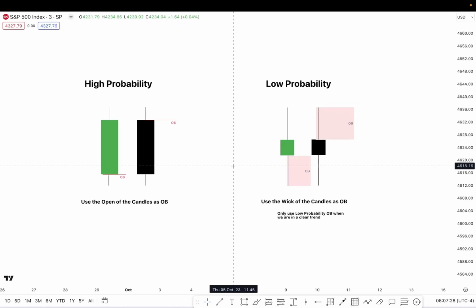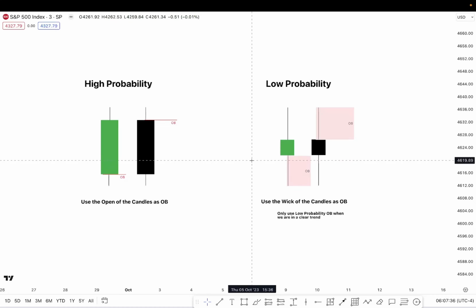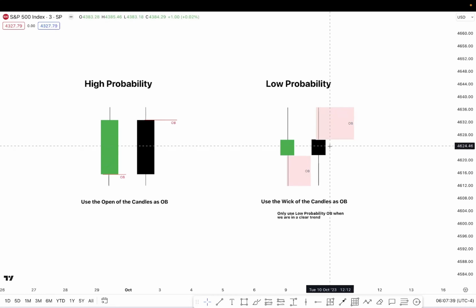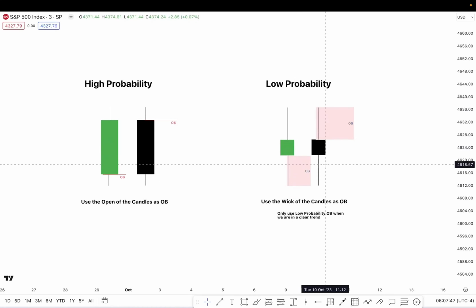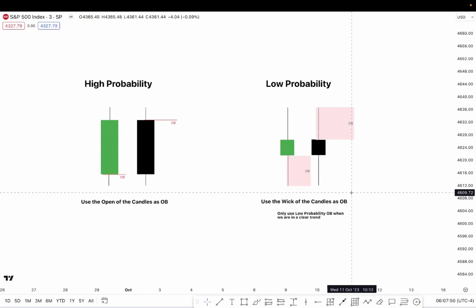With a low probability order block, that means you shouldn't trade them. If you trade them, only trade them when you are in a clear trend. And with a low probability order block, only trade the wicks. So with the bullish order block, from open again to wick, and here also from the open to the wick. And this is the only time you should use them.